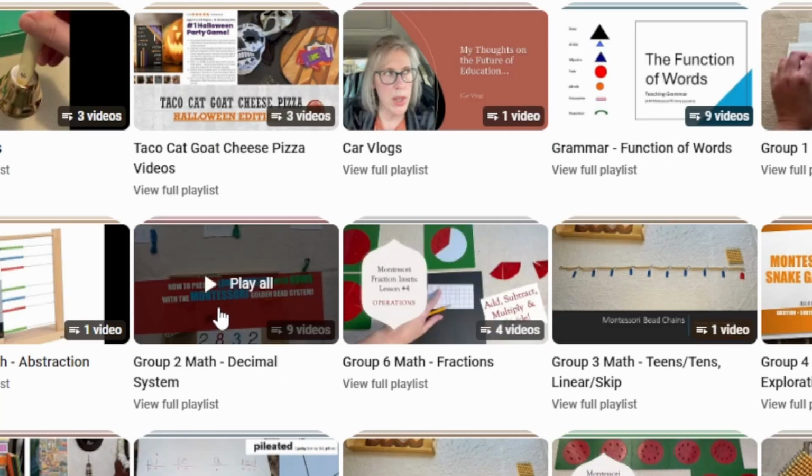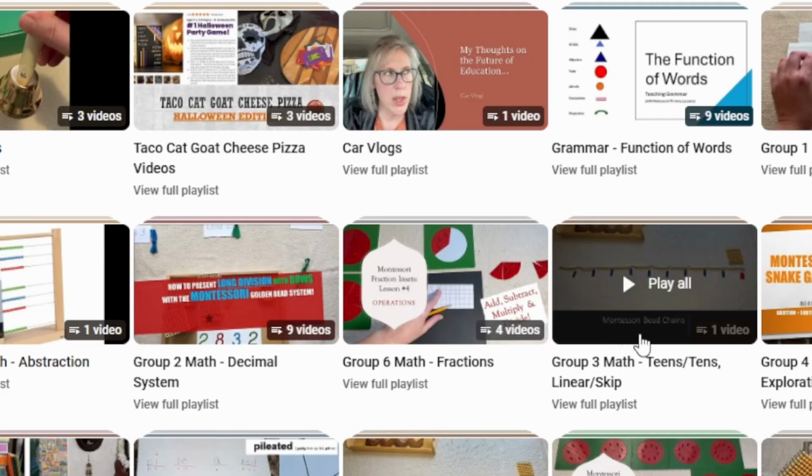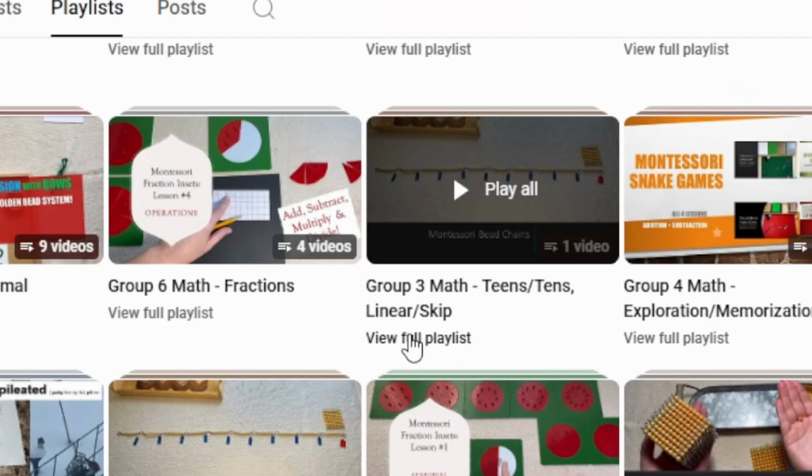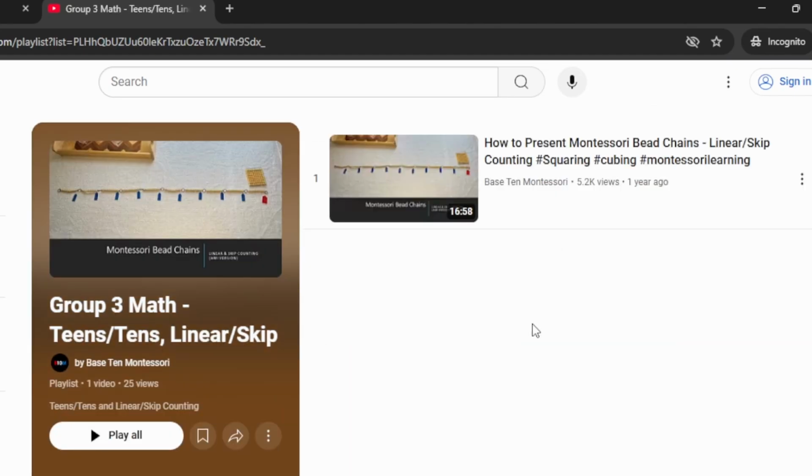And group 2 math is right here. That's going to be the decimal system. So if you didn't understand what I was talking about with the decimal system, that's right here in group 2 math. Those are going to be there for you if you're interested in what lessons come before the teens and tens. And then if you go right here, you're going to see group 3 math, teens, tens, and linear and skip counting. So in order to view the whole playlist, make sure to click on view full playlist right there.